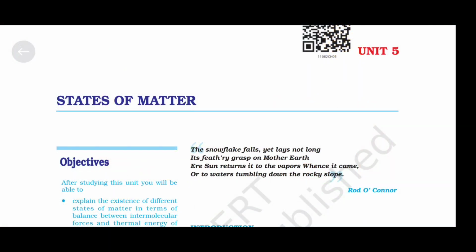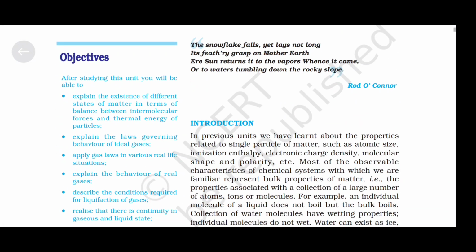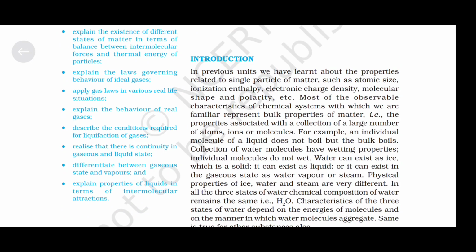States of Matter. Part 1. Introduction. In the previous units, we have learnt about the properties related to a single particle of matter, such as atomic size, ionization enthalpy, electronic charge density, molecular shape and polarity, etc. Most of the observable characteristics of chemical systems with which we are familiar represent bulk properties of matter, that is, the properties associated with a collection of a large number of atoms, ions, or molecules.